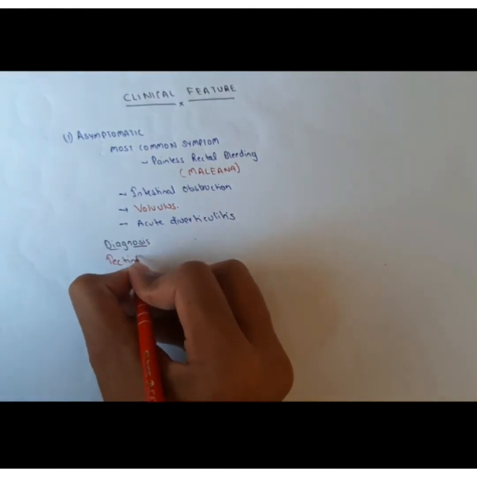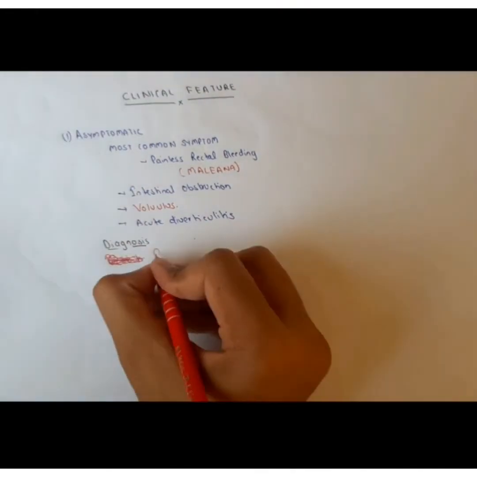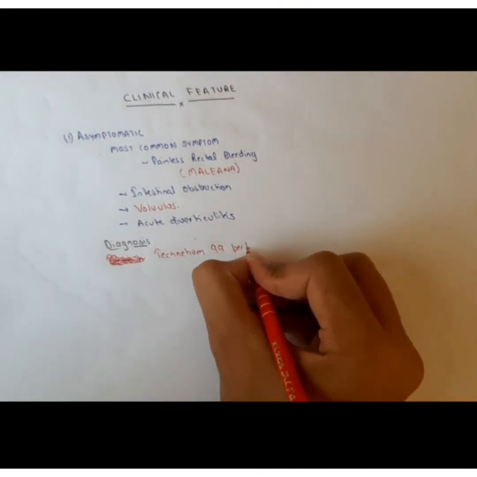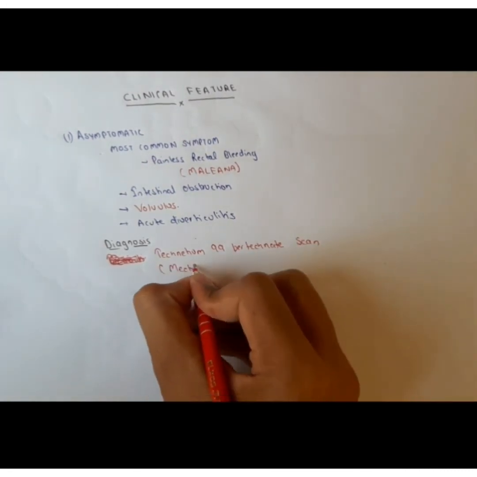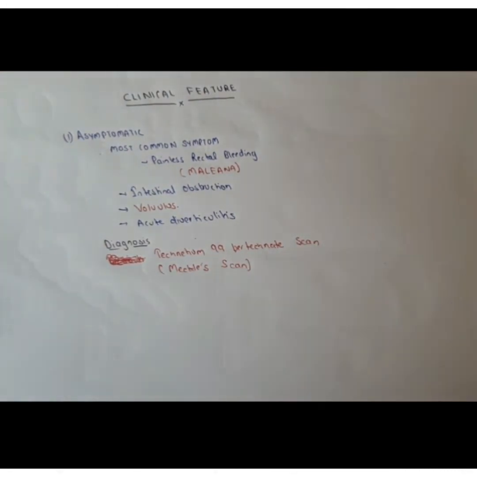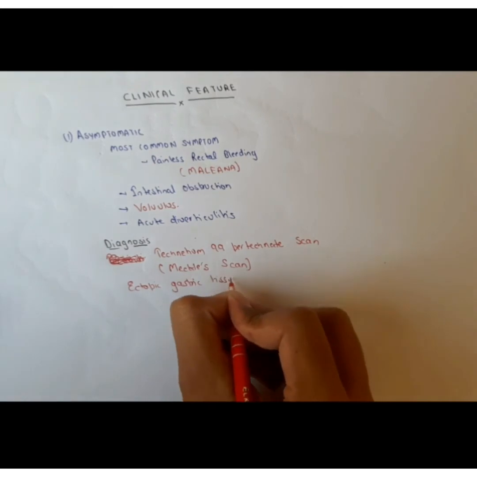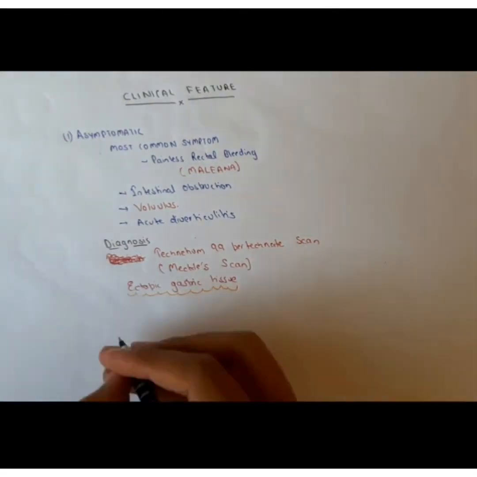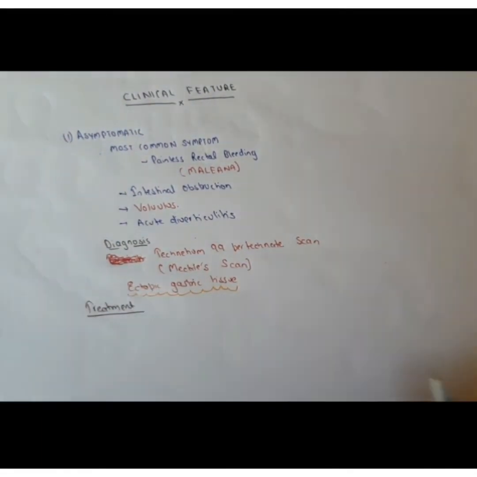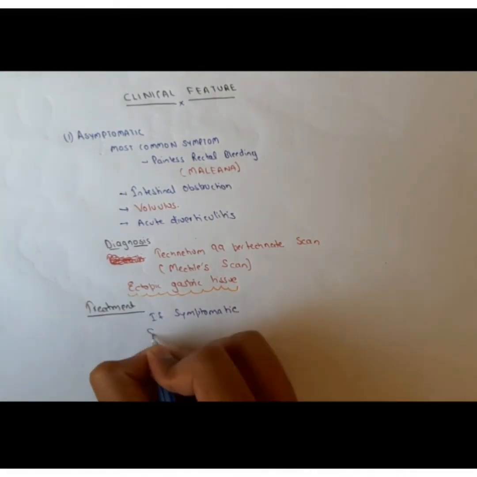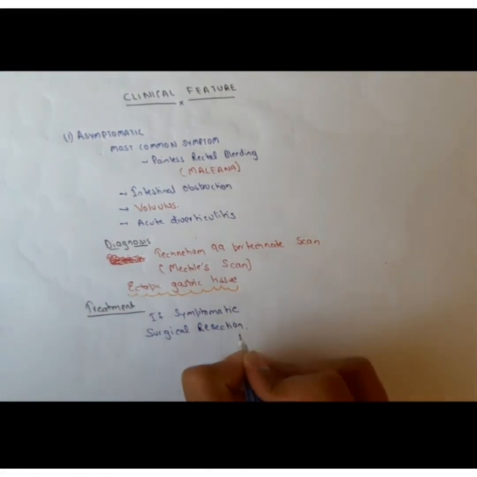Diagnosis. The most important test used in Meckel's diverticulum is the technetium-99m pertechnetate scan, also known as the Meckel's scan. It detects ectopic gastric tissue. Now treatment. Meckel's diverticulum is treated only if it is symptomatic, and it is surgically resected. This is pretty much about Meckel's diverticulum.